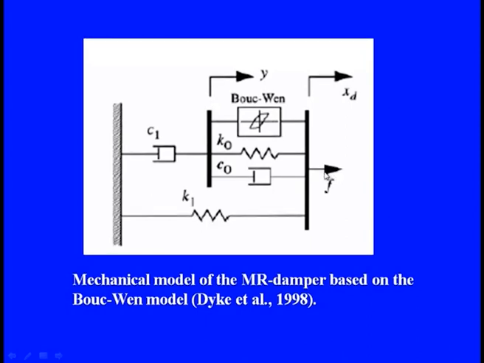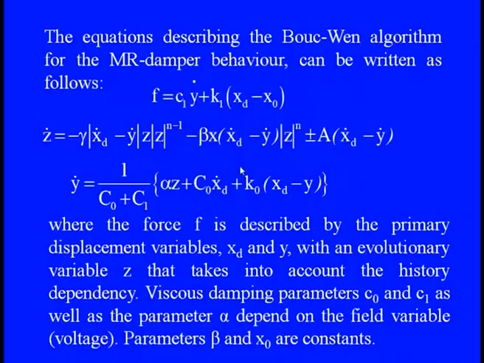When the external force is applied, three main devices act together according to the Bouc-Wen model: C0, K0, and this device, which represents the hysteresis part. So these three features are what we consider to put the response of the hysteresis system to random excitations. We can simply write the mathematical relations which describe the Bouc-Wen algorithm for the MR damper behavior.